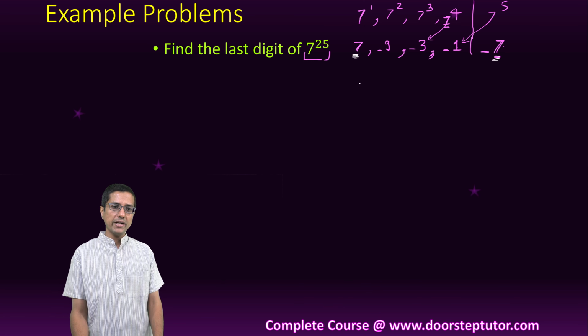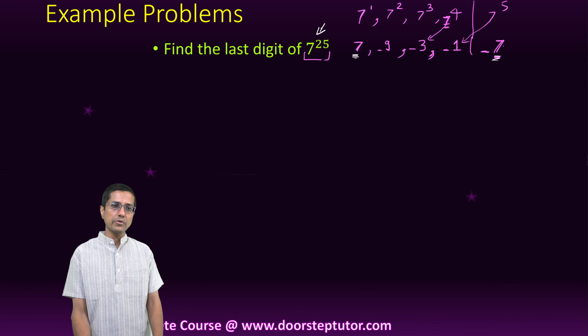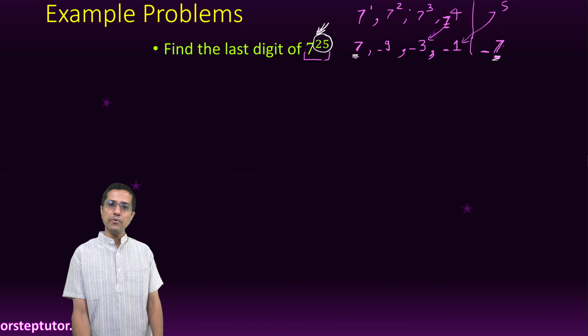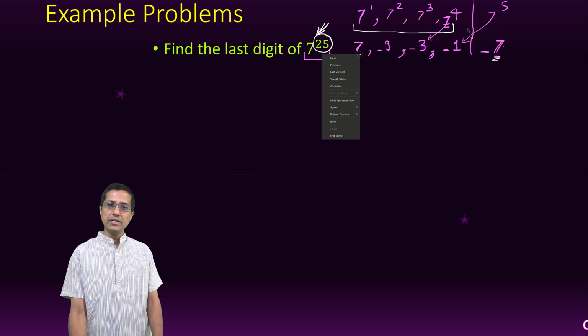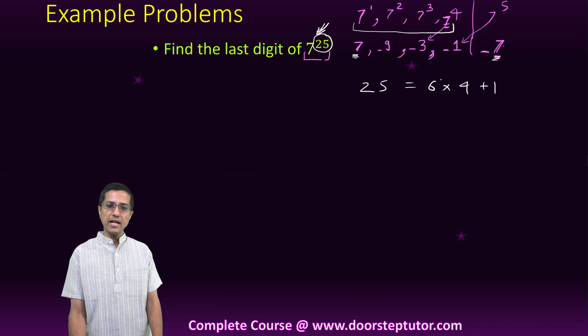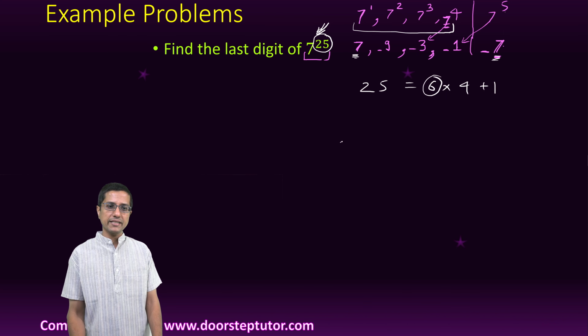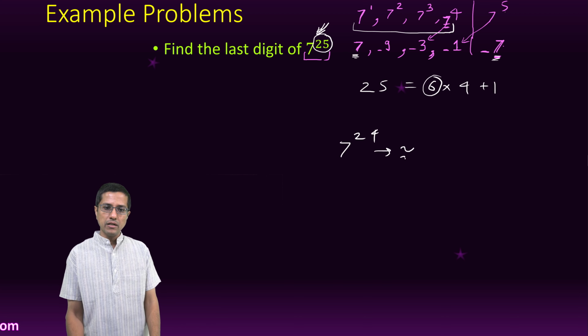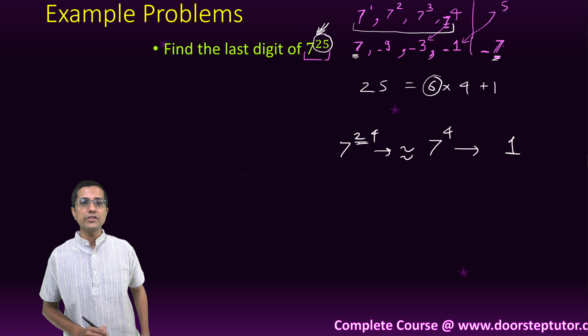Now I need to find out how many complete groups of 4 I can make in this 25. 1 2 3 4, this is the complete group. After this, the fifth would be the same as the first one. How many complete groups of 4 are there in 25? 25 is equal to 6 into 4 plus 1. So there are 6 complete groups, which means that 7 raised to power 24 would be similar to 7 raised to power 4 in terms of cyclicity, which means that the last digit would be 1 for 7 raised to power 24.